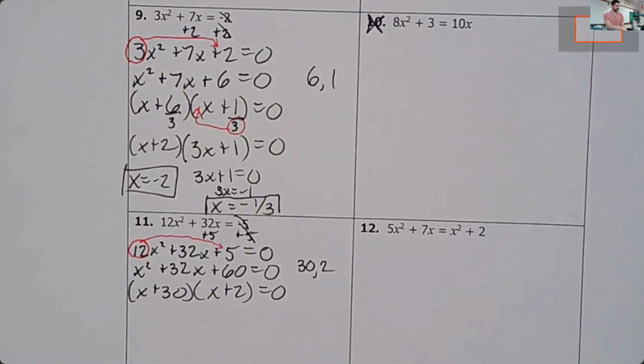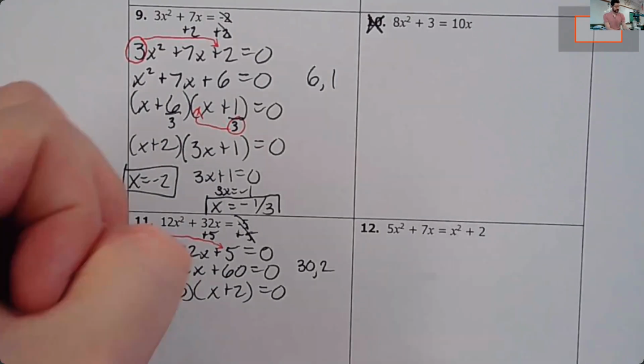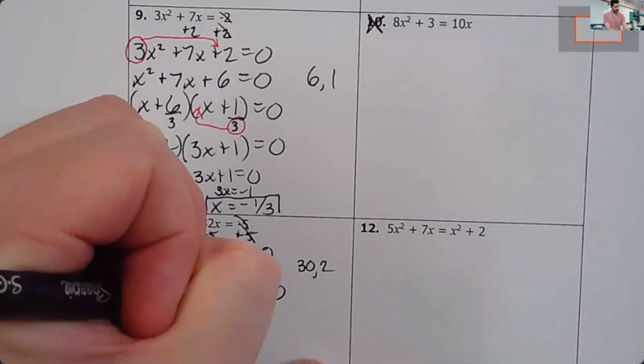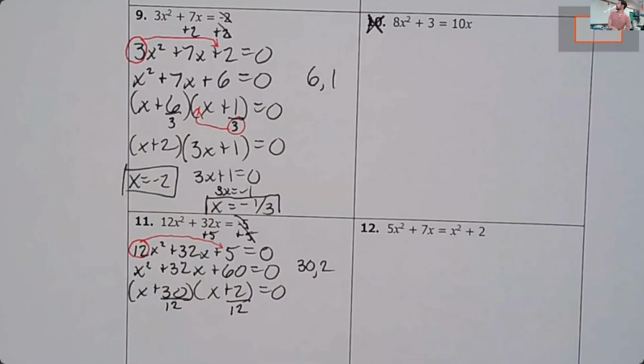Are we allowed to just set these equal to 0 and solve for x? No? Okay, what do we have to do, Angel? Yeah, divide these both by 12. Good. So divide by 12, divide by 12. Now, do either of those divide evenly? No.